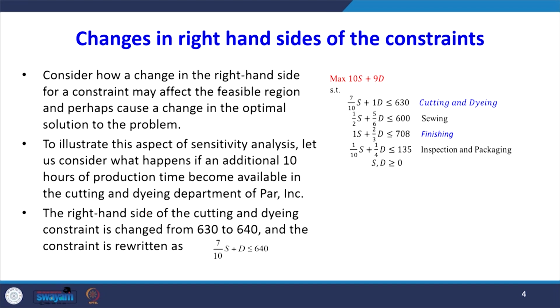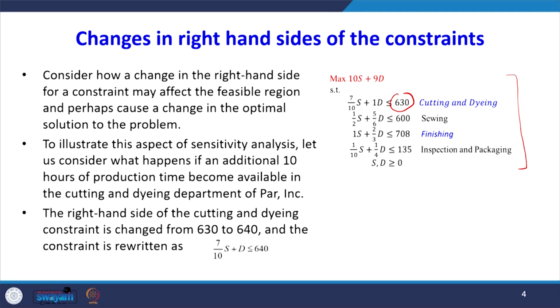This is the problem which we have been discussing right from the beginning of this course. Consider how a change in the right hand side of a constraint may affect the feasible region and perhaps cause a change in the optimal solution to the problem. So, we are going to discuss how any change in the right hand side of the constraint will affect our feasible region, and thereby our optimal solution.